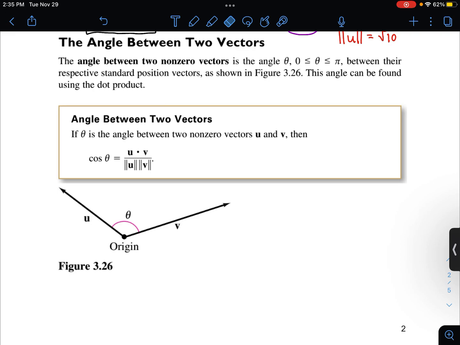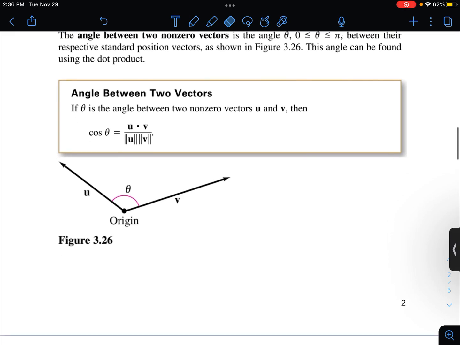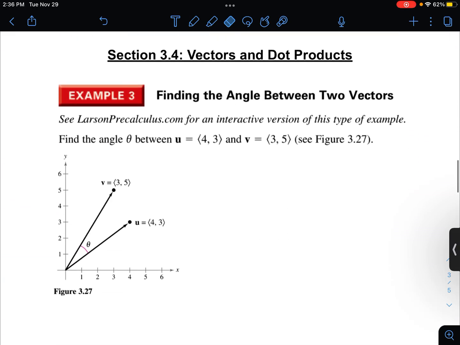There's a visual picture down there that if you have two vectors, u and v, going in different directions, we can again use cosine to figure out what that angle is that separates the two vectors. So let's take a look at an example.